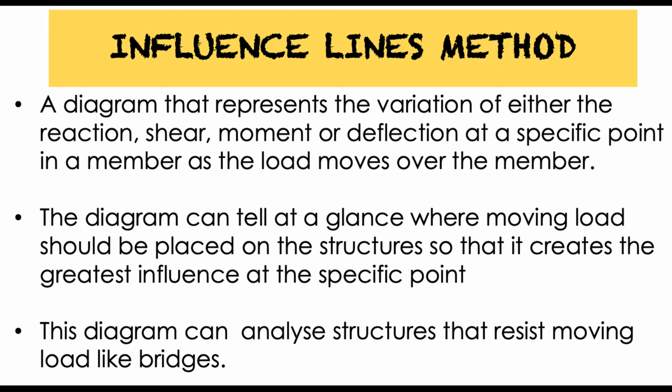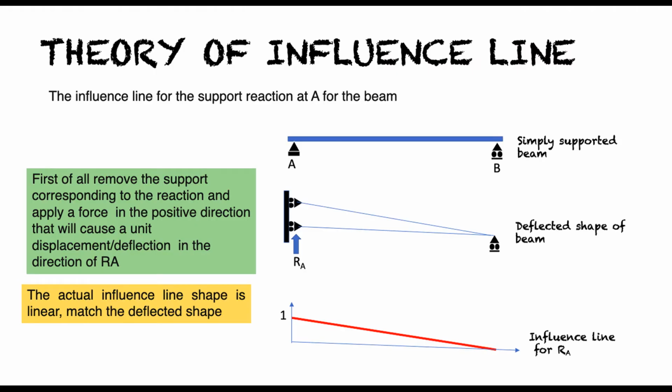Influence lines is the diagram that represents the variation of either reaction, shear, moment, or deflection at a specific point. It is mostly used to analyze the structures that sustain moving loads such as bridge, and it can tell us at a glance where moving load should be placed on the structure so that it creates the greatest influence on the specific point of the structures.